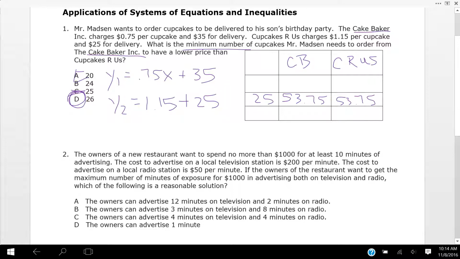At 25, it's equal. So 26 is $54.50 for that one, and $54.90 for that one, and 24 is $53 and $52.60. So there you go.